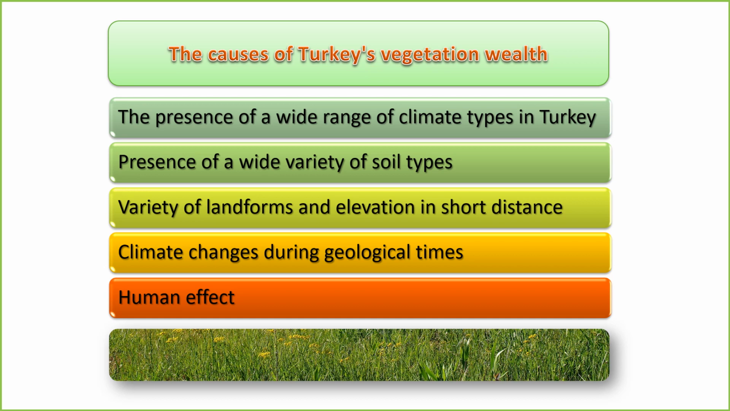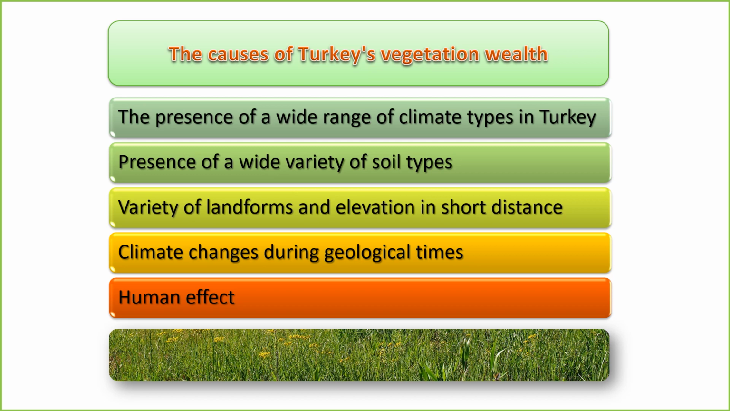The rich biodiversity in Turkey can be attributed to several factors. 1. Diverse climate types. Turkey experiences a broad range of climate types, including Mediterranean, temperate, continental, and steppe climates. This diversity in climate provides various habitats for different plant and animal species adapted to specific temperature and precipitation patterns. 2. Variety of soil types. The presence of a wide variety of soil types contributes to the diverse vegetation across the country. Different plants thrive in different soil conditions, leading to a rich tapestry of plant life.